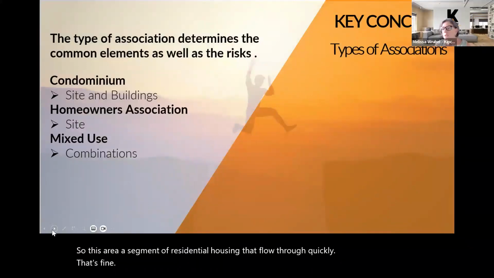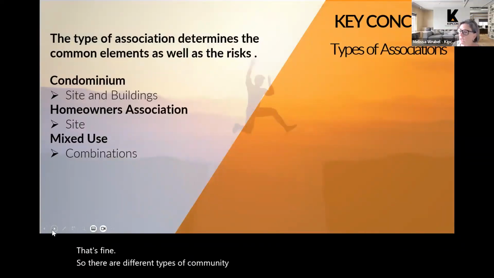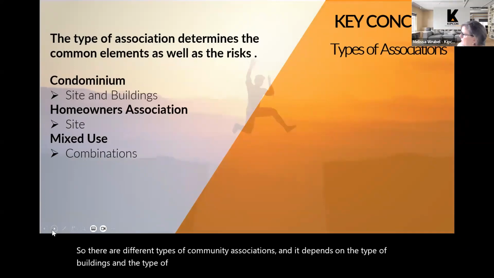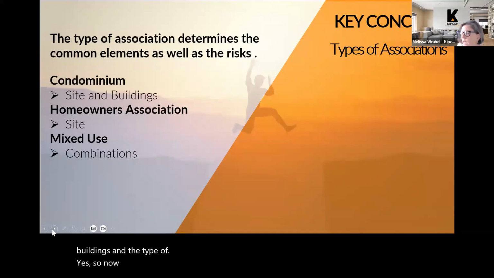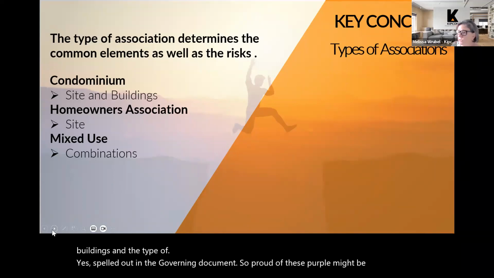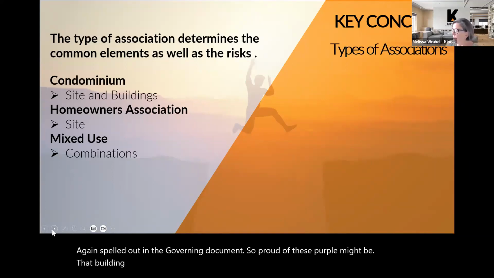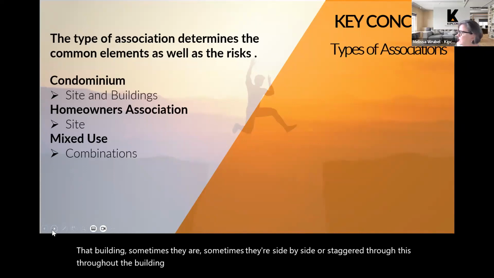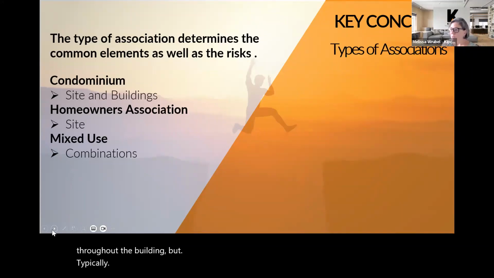So there are different types of community associations, and it depends on the type of buildings and the type of ownership. That's again spelled out in the governing documents. So condominiums, for example, might be in several different buildings where the buildings are multi-unit buildings. Sometimes they are stacked units, sometimes they're side by side or staggered units throughout the building. But in a condominium form of ownership, the unit owner typically owns from the walls in or some sort of combination of that.